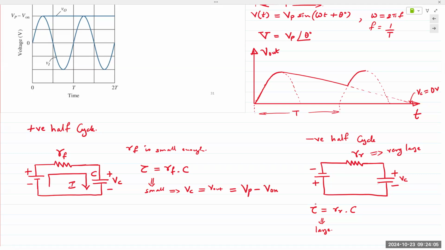So the first positive peak hits, capacitor starts charging. When the negative half cycle arrives, the capacitor begins discharging. Diode is behaving like an open circuit. Capacitor starts discharging, and we design our circuit such that the time constant is large enough that the capacitor discharges at a very slow rate.